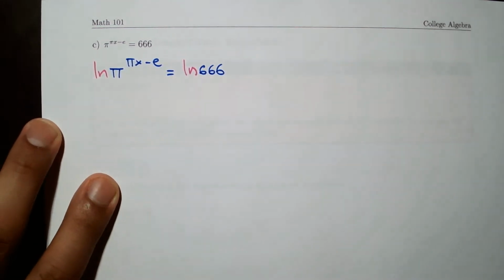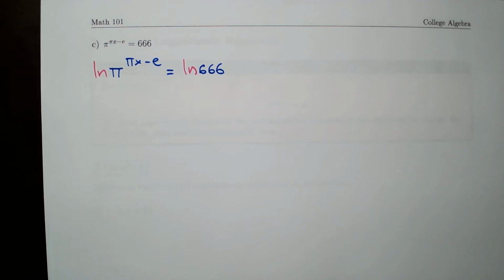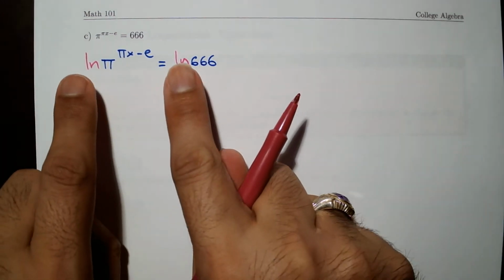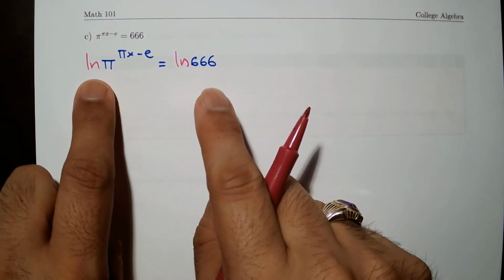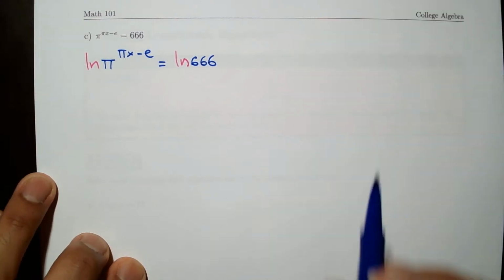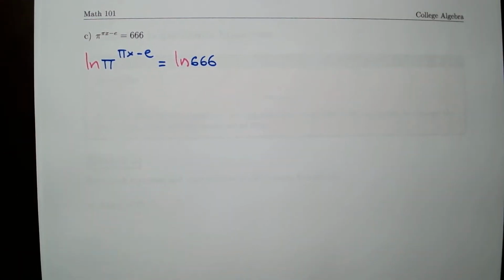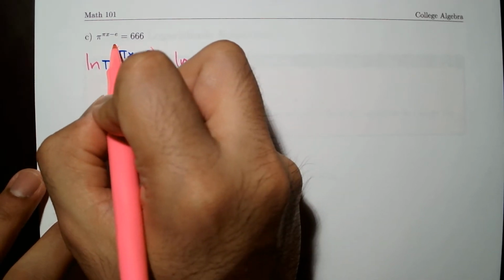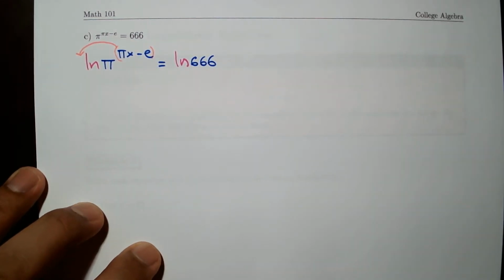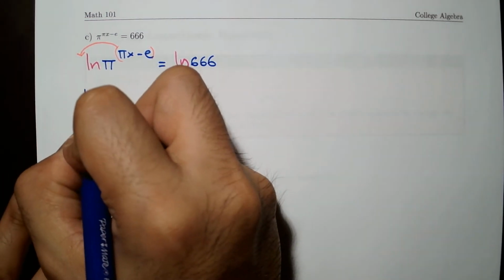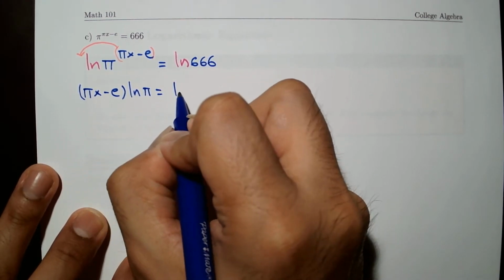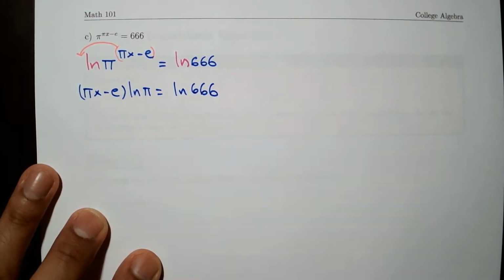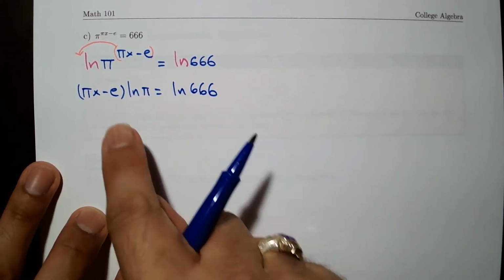And I'm gonna take ln to both sides. Notice I'm using ln in this case, as opposed to the previous example in which I used log. Does it matter? No, it doesn't matter. As long as you use both ln's and you apply the same base of the ln, you should get the same result. So the next move is to have this guy smack down, put it in the front. Okay, so this is gonna be pi x minus e times ln of pi equals ln of 666.